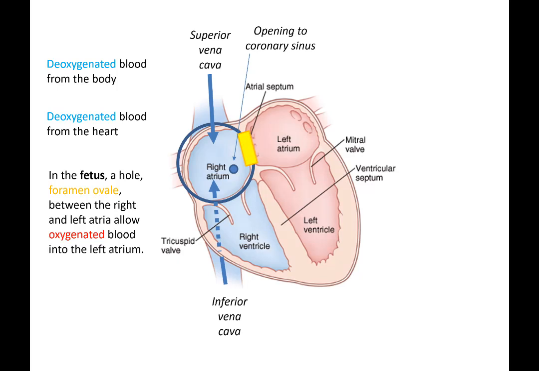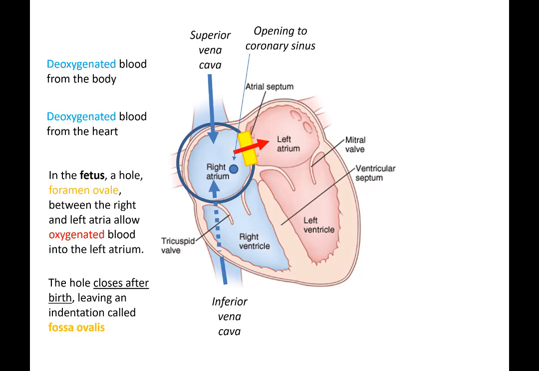It allows oxygenated blood through. Now remember, in the fetus, it got its oxygen from the placenta. So any blood coming back to the heart in a fetus is already oxygenated. Its lungs are basically the placenta. So it allows this already oxygenated blood to just cross straight over to the left atrium and then be able to go to the left ventricle and get pumped out to the whole body.